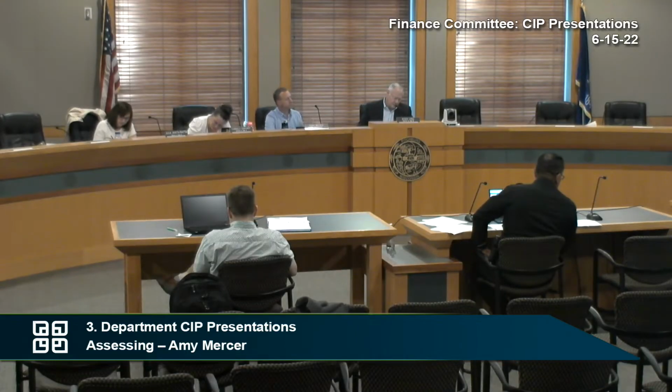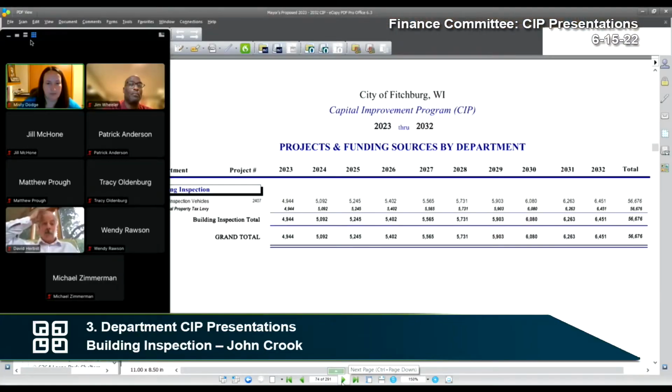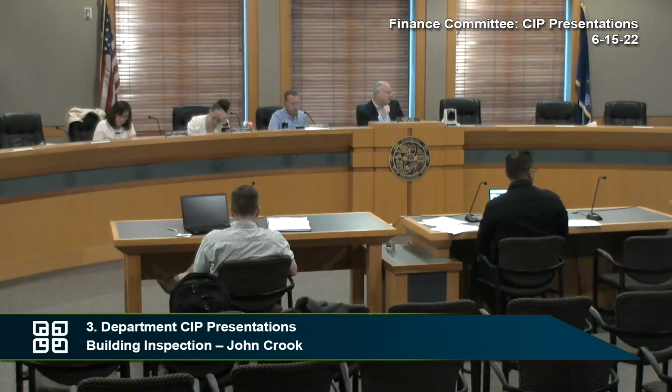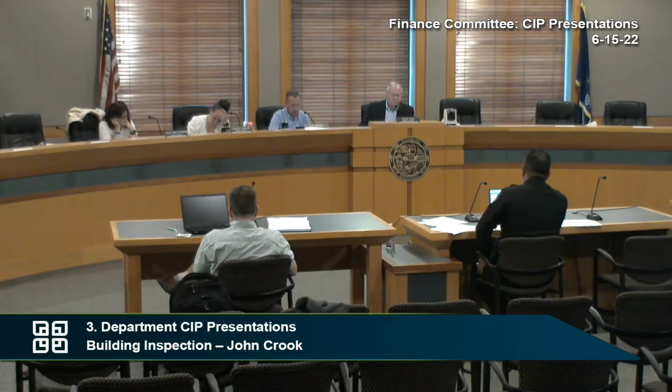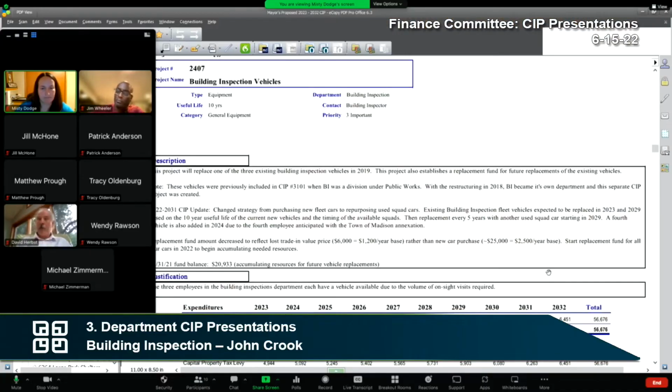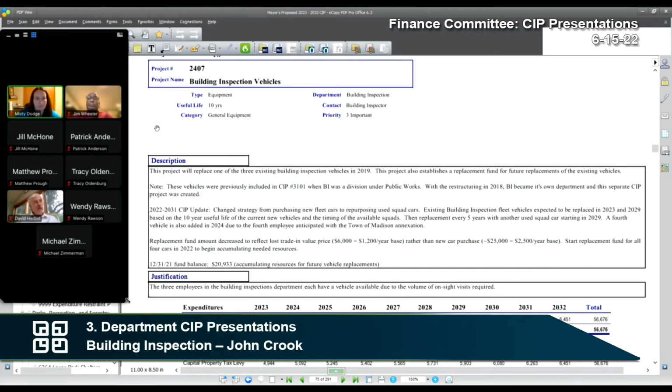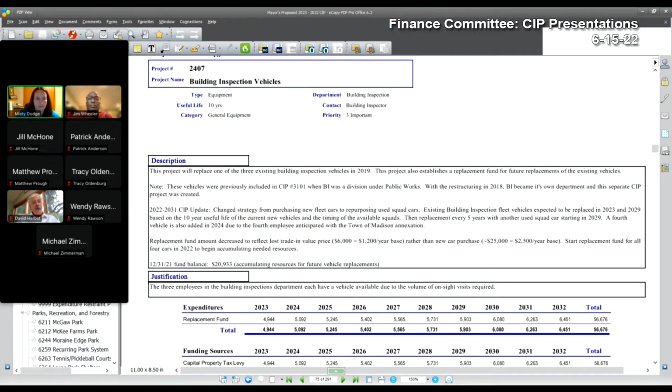Moving on to building inspection with John Crook. John, go ahead. I can cover this one. I don't think John is here. Right. So this is also similar to assessing with vehicle replacement. Looking at this one here, it's set up similarly to the assessing one. And I think the intent is, and correct me if I'm wrong, Misty, that they will also transition to buying used police cars. Yep, exactly right.